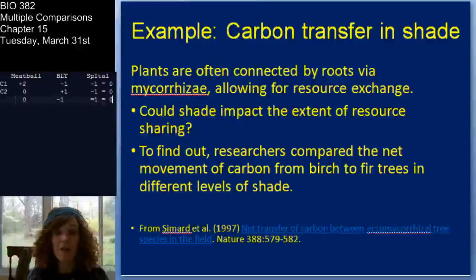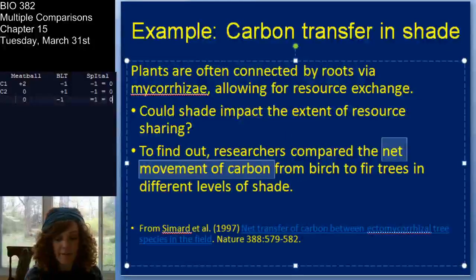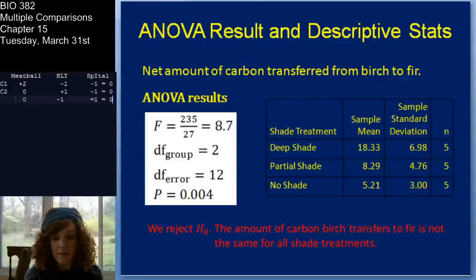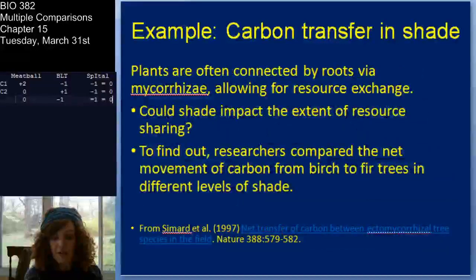So, think about this. The first thing you need to do, we don't have the data here. Obviously, you would look at your data, but you need to think about, what is my question? What's your research question? So, what is my dependent variable? So it seems, let's see, carbon movement, right? Okay. Carbon transfer, right? And then your independent variable is your levels of shade.